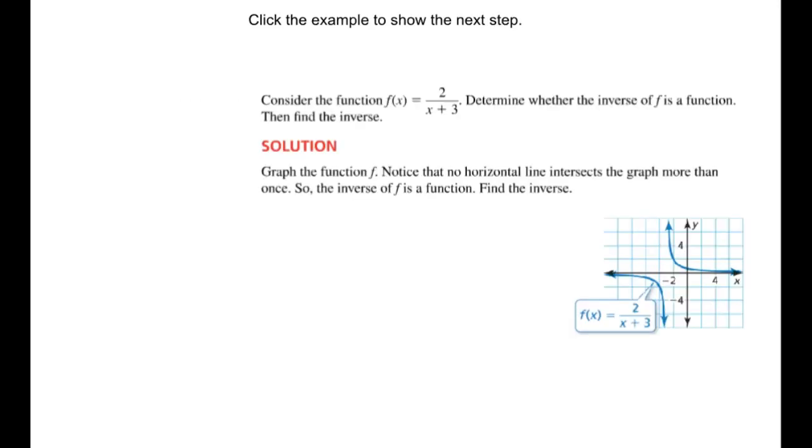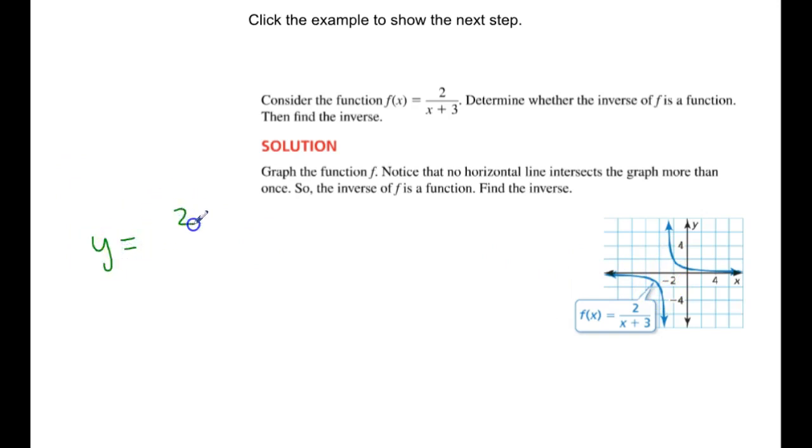So now we're looking at that third learning target, finding inverse functions. So here's my function, f of x equals 2 over the quantity x plus 3. So I need to determine whether the inverse is a function and then find the inverse. So the first thing I do is I graph my function, and I do see that the inverse will be a function. So then I can find the inverse.